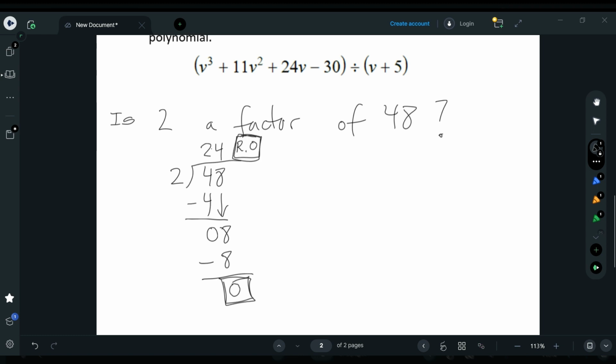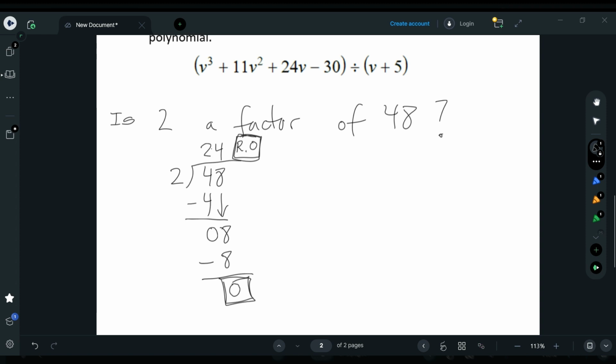So what I want you to see here is that when we have a factor, the remainder is 0. And you know what? That's always going to be true. Not just for this case. You could go ahead and try it with a different number and its factor. Divide it out, long division, and you're always going to get a remainder of 0. If you have a factor, the remainder is a 0.